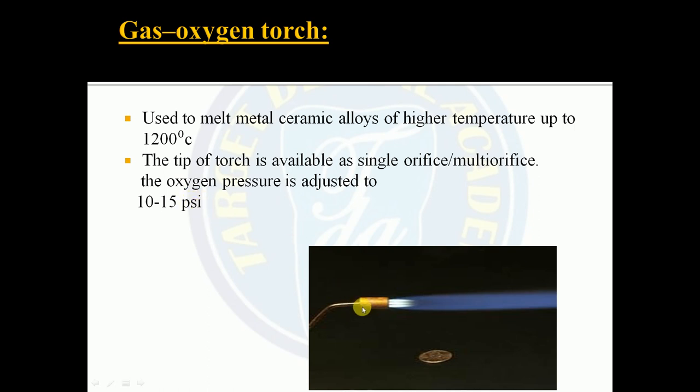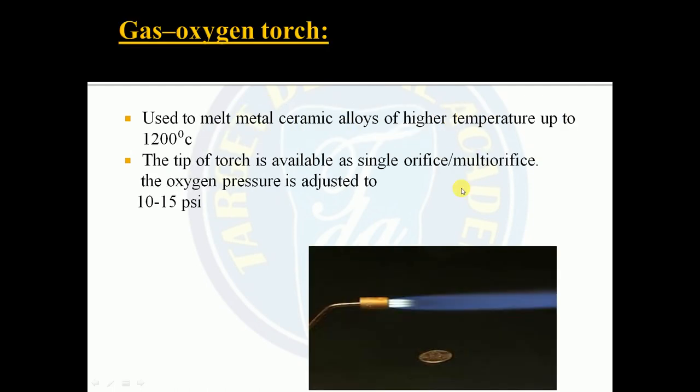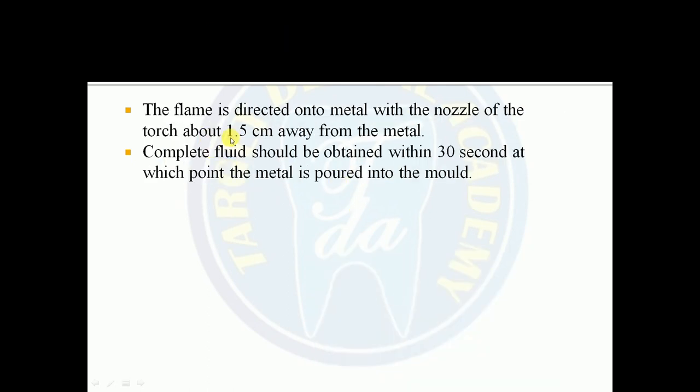Can you see this? The tip of the torch is single or multiple orifice. The flame is directed onto the metal with the nozzle of the torch about 1.5 cm away from the metal. Complete fluidity should be obtained within 30 seconds, at which point the metal is poured into the mold.